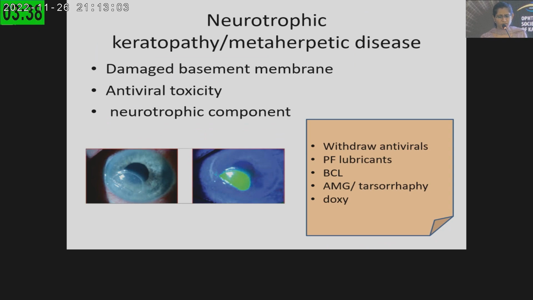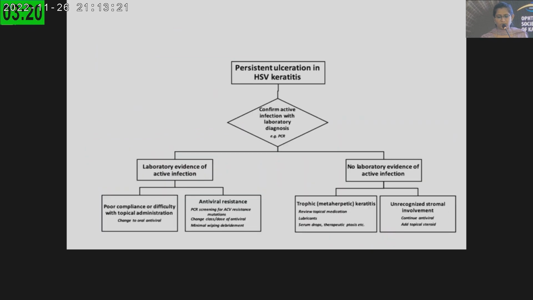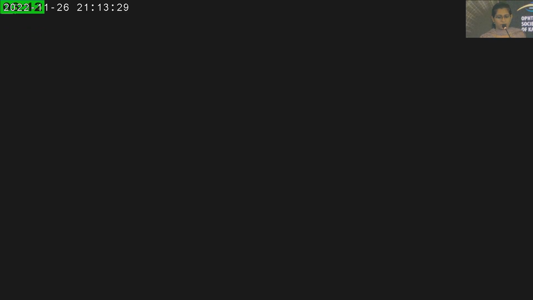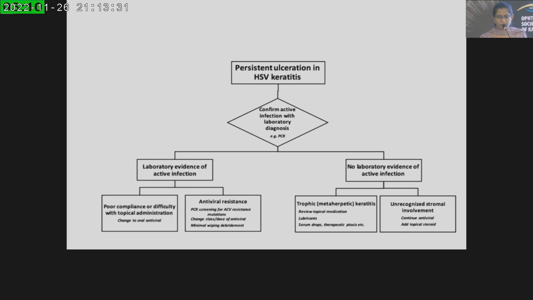So the treatment is based on this, that is, we have to withdraw all antivirals the patient is on, give profuse preservative-free lubricants, and we can also treat it with a bandage contact lens, but the patient should be on observation. And we can plan an EMG, but a tarsorrhaphy itself is a very good treatment for neurotrophic keratopathy. And always add doxycycline, because once the epithelium is out, stromal melt is a risk. I think this algorithm is something good that you can follow, that is, in a case of persistent ulceration in herpes simplex keratitis after 15 days.